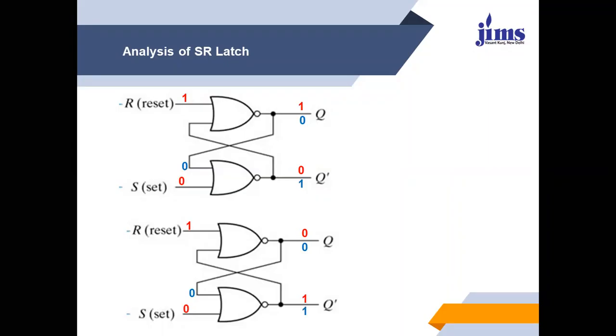So, we can say in both cases, whenever R equals 1 and S equals 0, whatever is the previous output, in one case the previous output was 1, in another case the previous output was 0, but whatever is the previous output, the present output will be 0. That means this condition is known as reset. Output is reset to 0. And this can be seen here.